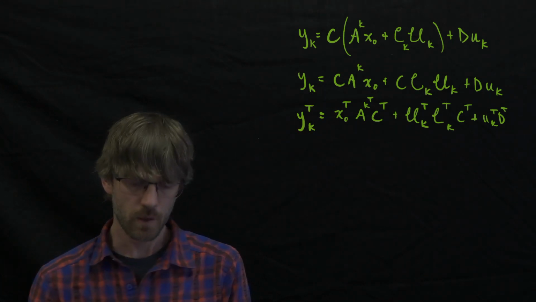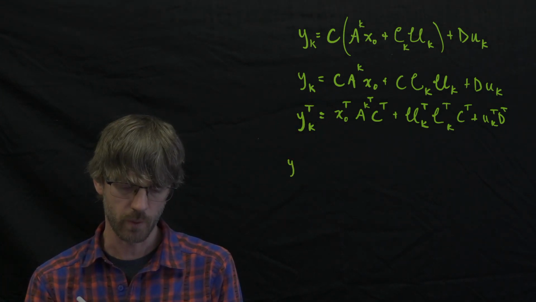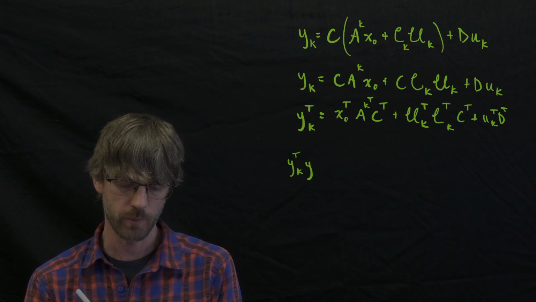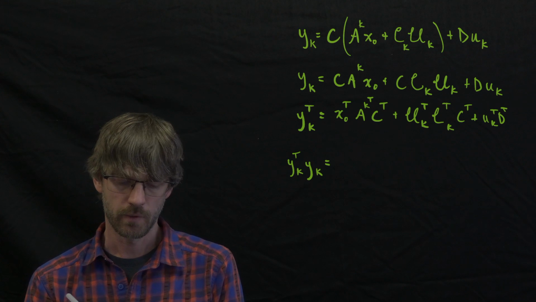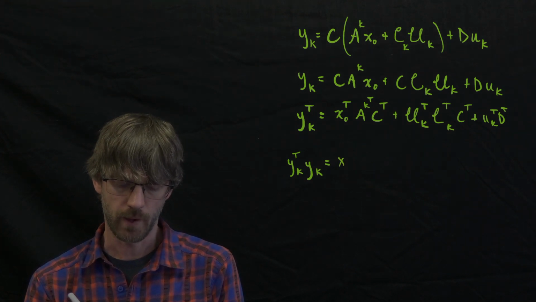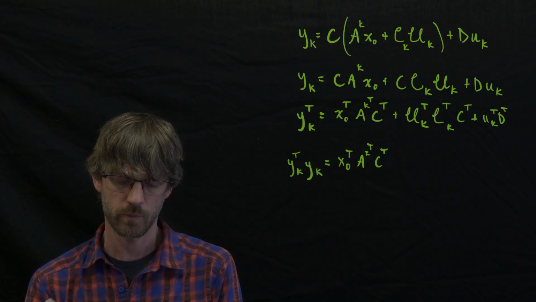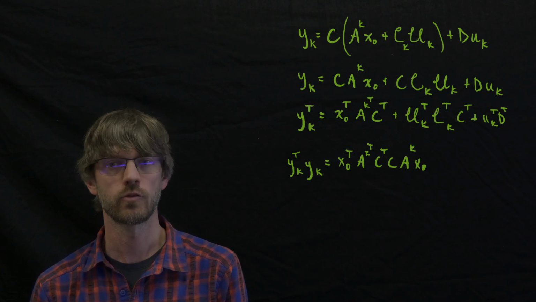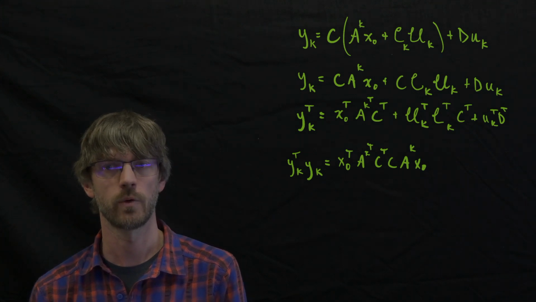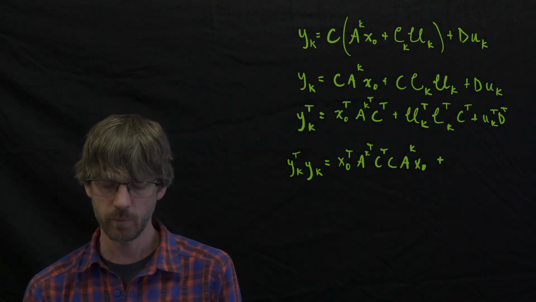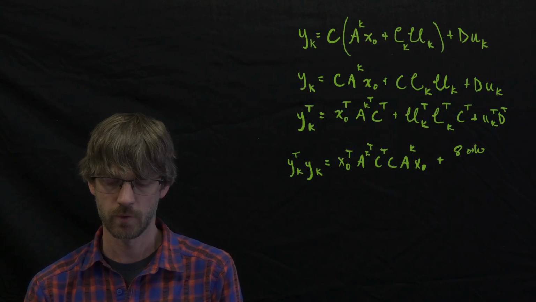All right, so let's write that out. Let's write out that y transpose for some measurements at k times y is going to be equal to x0 transpose, A to the k transpose, C transpose, C, A to the k, x0. That's just the product of those first two terms that I wrote out for y. And then there's going to be 8 other terms.